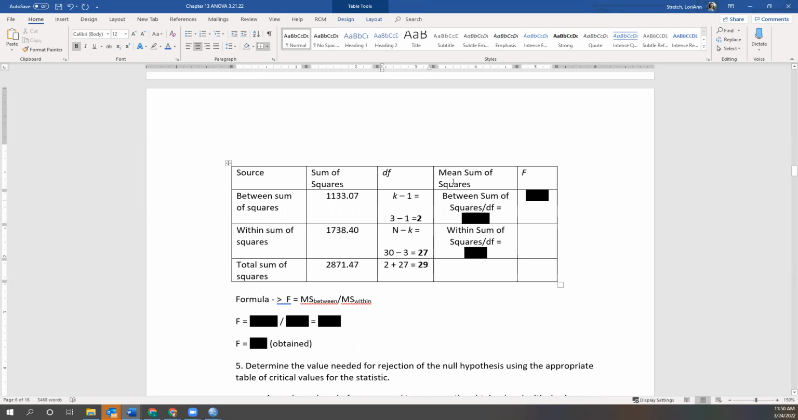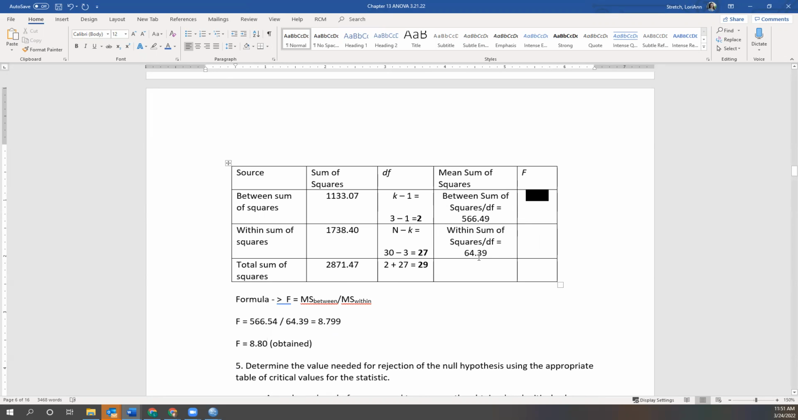Now, how do I get the mean sum of squares? Well, the mean sum of squares is going to be this number divided by my degree of freedom. So I'm going to give you both of those. All right, now I can do my formula. So I'm going to calculate my formula, which is my mean sum of squares between and my mean sum of squares within.